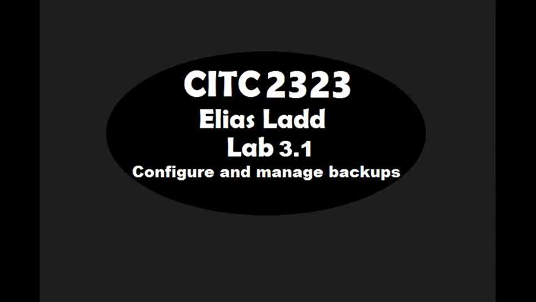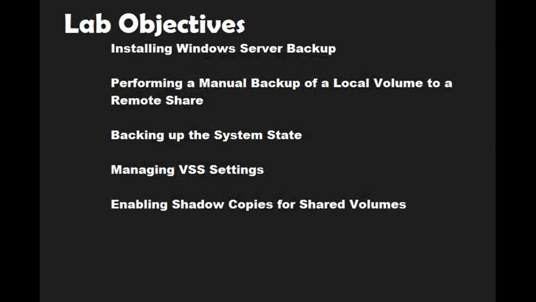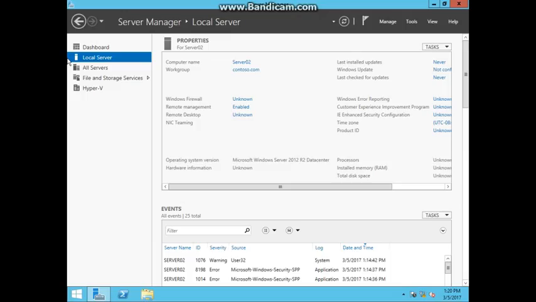Welcome to CITC 23233. This is lab 3.1 for configuring and managing backups. In this lab, we will install server backups. We will perform a manual backup of a local volume to a remote share. We will back up a system state. We will manage the VSS settings. And we will enable shadow copies for shared volumes.